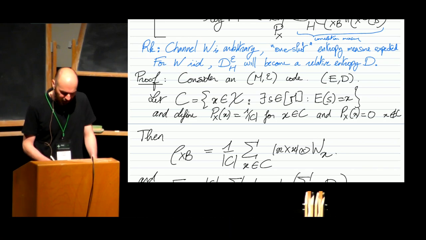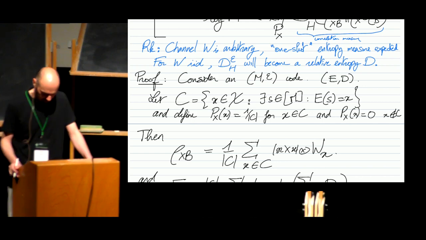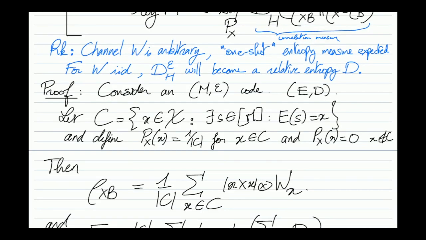I'll define some probability distribution on script X, which is just uniform on this set C. Notice that the size of C is at most M. Typically it will be of size M, but it could be slightly smaller if I choose a strange kind of encoding where I map two messages to the same input of the channel. This is a very bad idea because then, of course, you will not be able to distinguish them. But here we're doing the general setting, so it could happen. This is allowed by the definition.